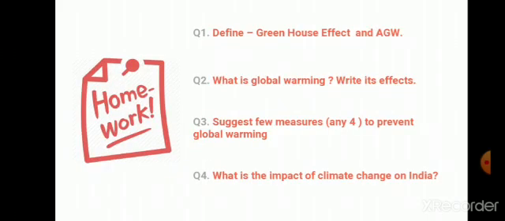Homework. Search the answers from your textbook and write the answers in a separate notebook. 1. Define greenhouse effect and AGW. 2. What is global warming? Write its effects. 3. Suggest few measures, any 4, to prevent global warming. 4. What is the impact of climate change on India?